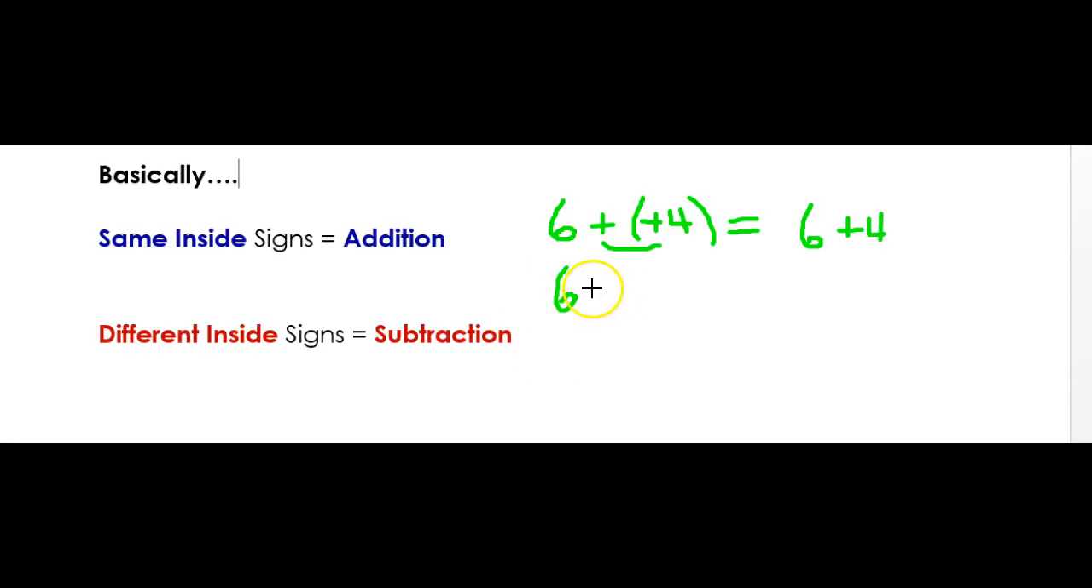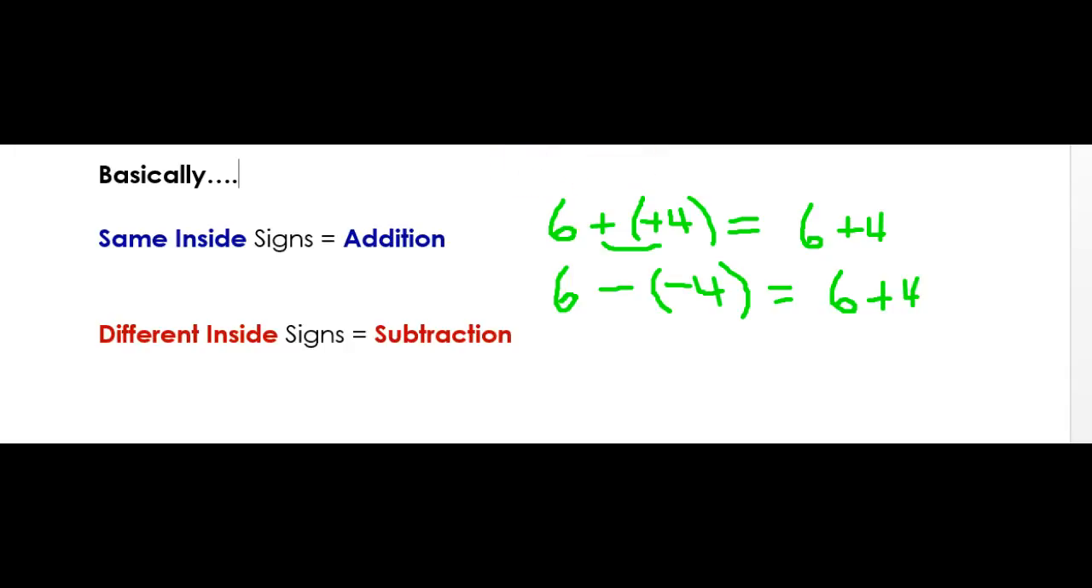Another situation would be if I have two signs that are the same, like two minuses, two subtractions. So 6 minus negative 4. Well, we just saw that, and we know that if I'm subtracting a negative, that means I am actually simply adding. And so there I've simplified. Okay.